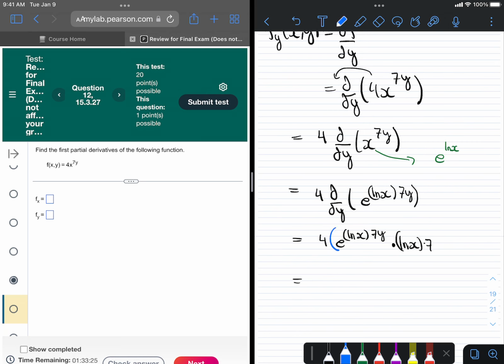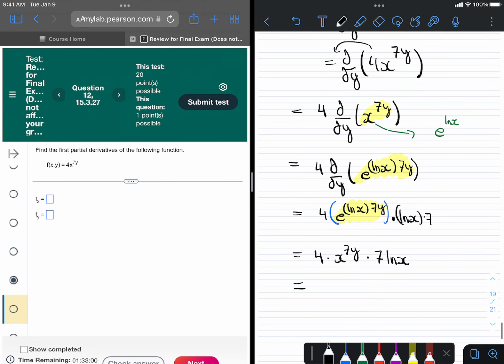A couple of things to notice. Note that I rewrote this guy here as that. So could very well write it back as what it was. x to the 7y times then 7 ln x. So I could put the 7 and the 4 together, excuse me. So 28 x^(7y) ln x is as good a result as I'm going to get.